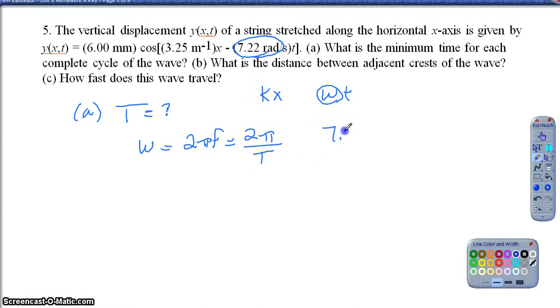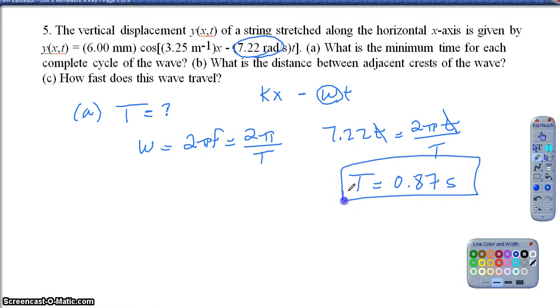So 7.22t, and I'm not worried about the negative because the equation is already negative by nature. So 7.22t equals 2 pi t over the period. Obviously the t's cancel out from both sides. I just need to solve for the period. So the period equals 2 pi divided by 7.22, which ends up being a little bit less than 1. So 0.87 seconds is my period for one complete cycle. So hopefully part A was pretty easy to break up.